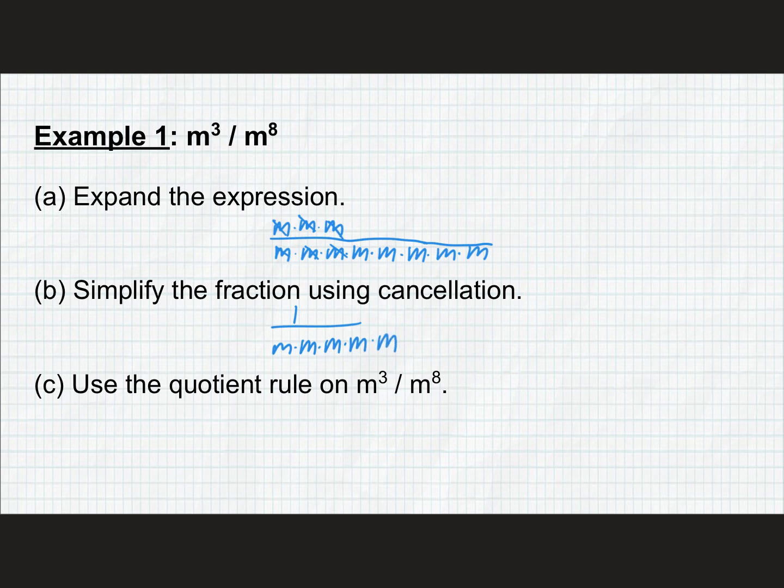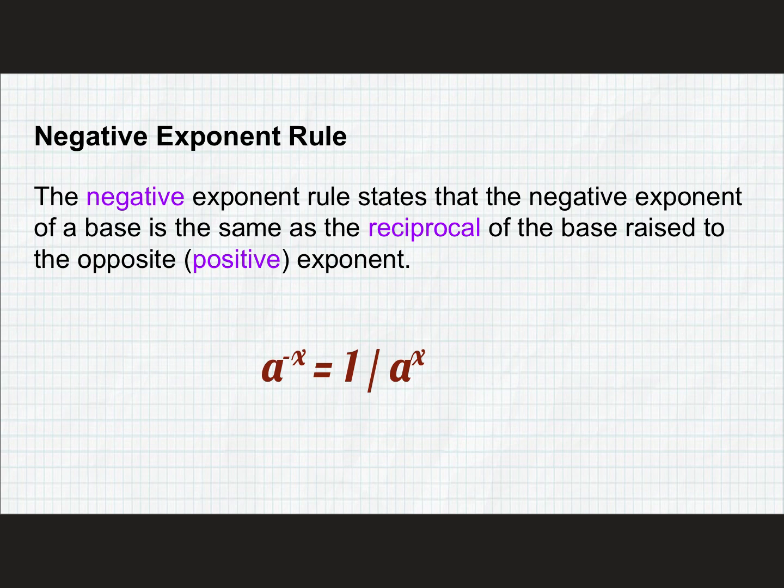But what is on the top? Well, in this case, the top is 1 because the multiplicative identity is 1. On the other hand, we can use the quotient rule on m to the third divided by m to the eighth. Doing so, we actually get m to the 3 minus 8, or m to the minus 5. Notice how, in one case, we have 1 over m to the fifth, and in the other, we have m to the negative 5. That leads us to our negative exponent rule.